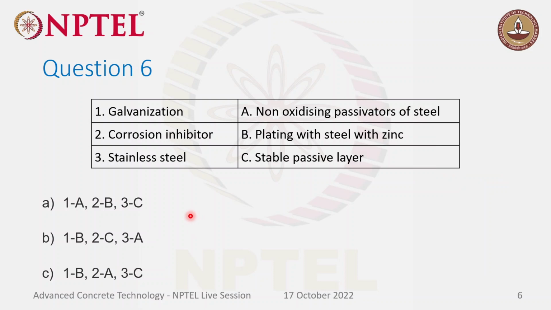It's going to be a match-the-following question. Please type your answer in the chat box. I have not launched this question in polls. We have to match the items in the left column to the right column. There are three items: one is galvanization, two is corrosion inhibitor, and three is stainless steel. There are three options: A is non-oxidizing passivators of steel, B is plating steel with zinc, and C is stable passive layer. Let me start the timer now for a minute. After a minute, I'll check the class response.